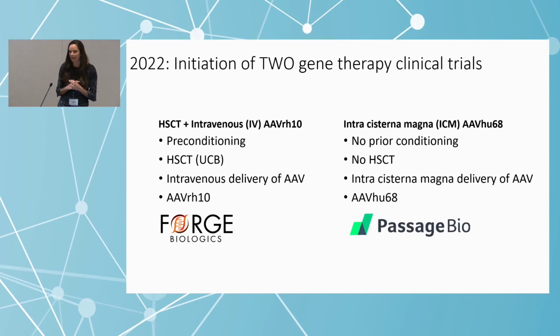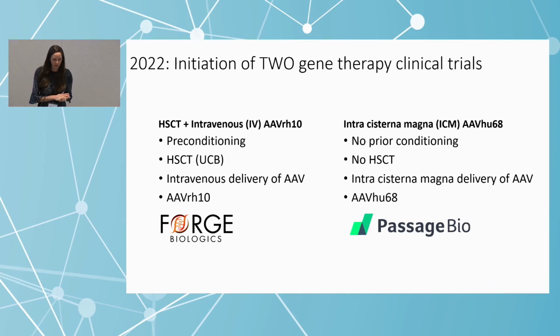But really, one of the things I wanted to highlight is that this year has been huge for Krabbe, and that there's been the initiation of 2 gene therapy clinical trials after work that's been ongoing for a number of years. So I just wanted to briefly highlight the major differences in these trials because people are like, wow, 2 trials in 1 year. They are very different. So one trial is using the standard of care, hematopoietic stem cell transplantation, with preconditioning and unrelated umbilical cord blood transplant, followed by an intravenous or systemic delivery of AAV gene therapy, and the serotype is AAV-RH10, and this study was licensed to Forge Biologics.